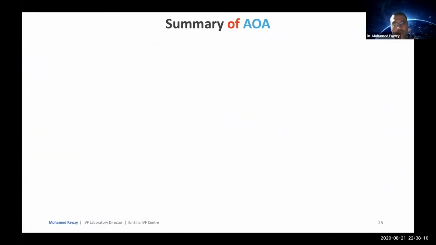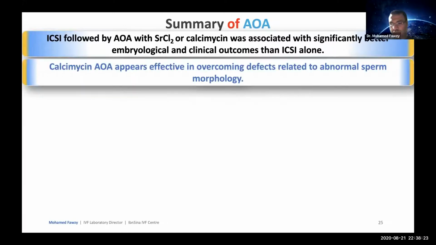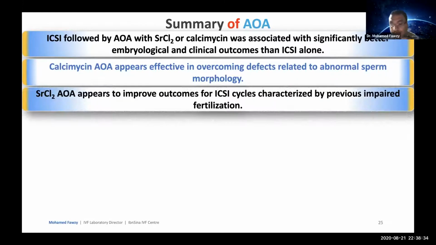ICSI followed by artificial oocyte activation with strontium chloride or calcimycin was associated with significantly better embryological and clinical outcome than ICSI alone. Calcimycin artificial oocyte activation appears effective in overcoming defects related to abnormal sperm function. Strontium chloride artificial oocyte activation appears to improve outcome for ICSI cycles characterized by previous implantation failure.